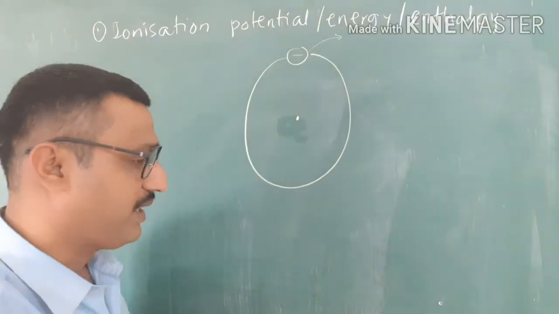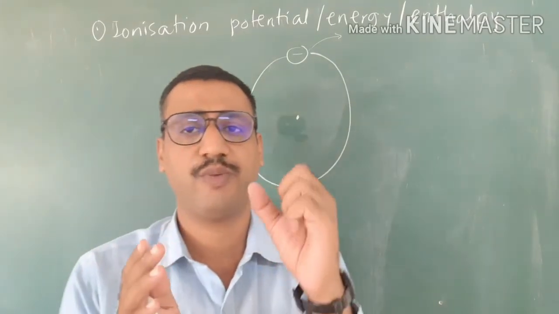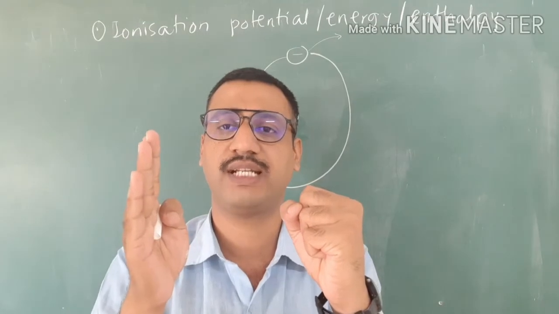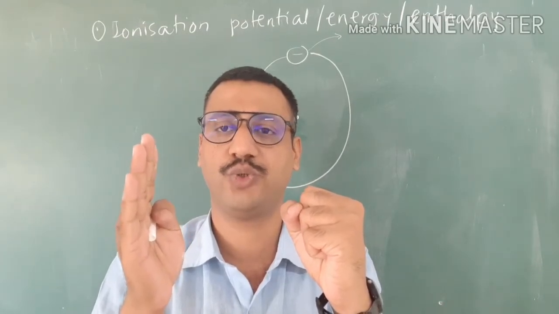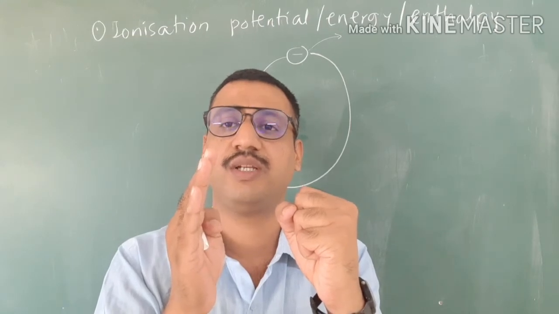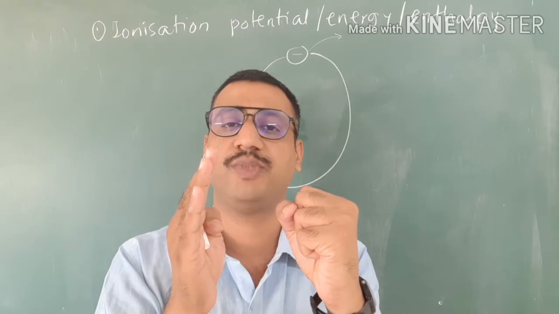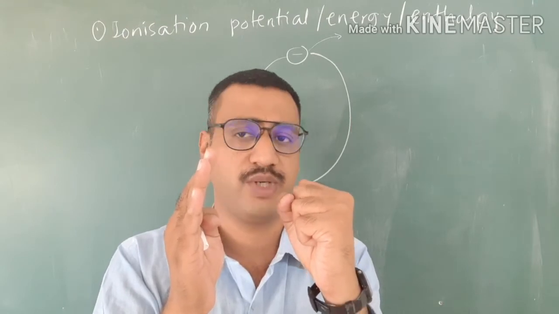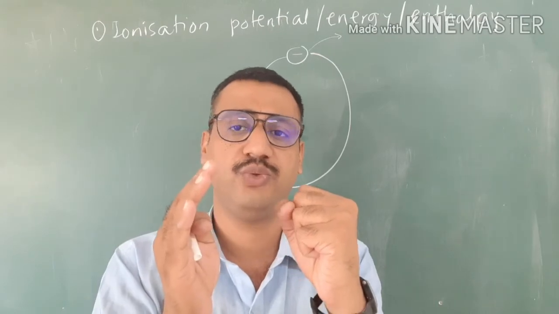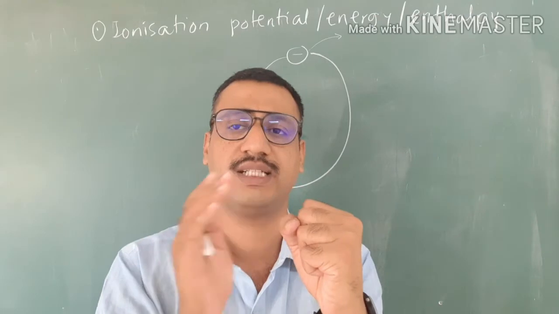What happens when the first electron is removed? The number of protons remains as it is. One electron is removed, which means the number of electrons becomes less, so the size of the atom decreases. When the second electron is removed, what will happen? The number of protons is as it is. As one more electron is removed, the nuclear force by default becomes dominant, and that's why the size decreases.